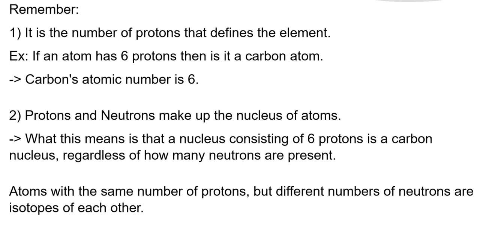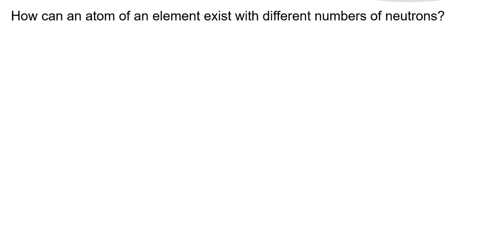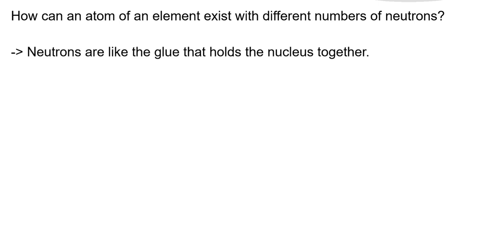So it turns out that the number of neutrons can vary. How can an atom of an element exist with different numbers of neutrons? Well, remember, because it's the protons that distinguish the element, we can have different numbers of neutrons. Neutrons are very much like the glue that holds the nucleus together.